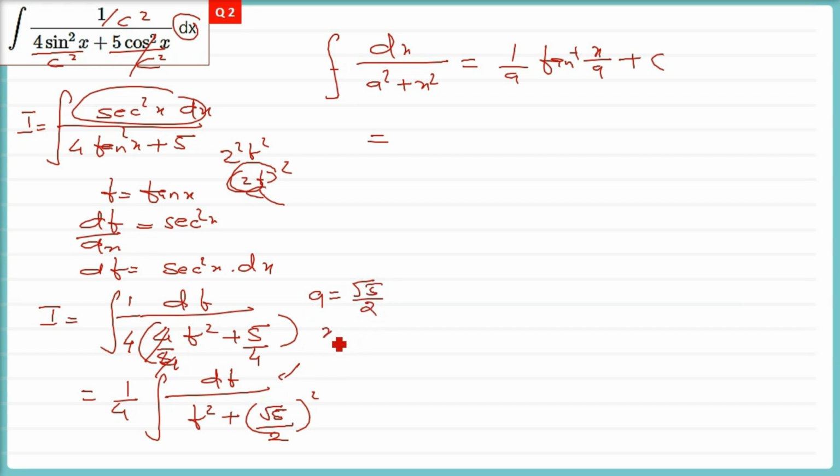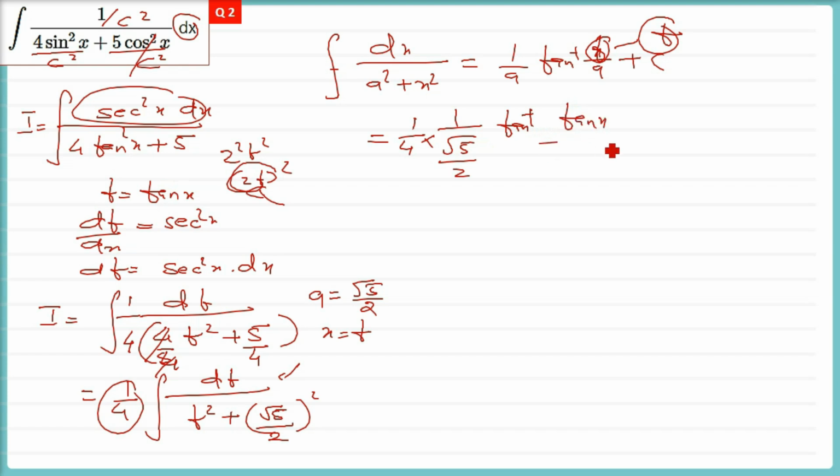And what is x here? It's t. So 1 by a, which is 1 by root 5 by 2. 1 by 4 is also there, so just multiply this one. Tan inverse x by a is what? X is t. And what was t? If you remember, t was already taken as tan x. So we will replace now. T was introduced by us, we don't need it anymore. We have come to a precise solution now. So tan inverse t is tan inverse tan x. What is a? It's root 5 by 2. So 2 goes up.